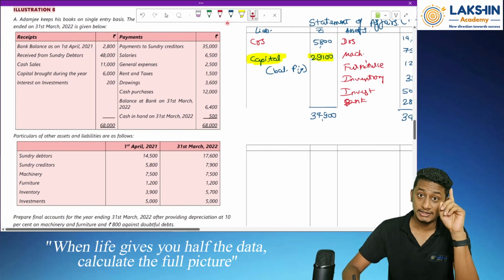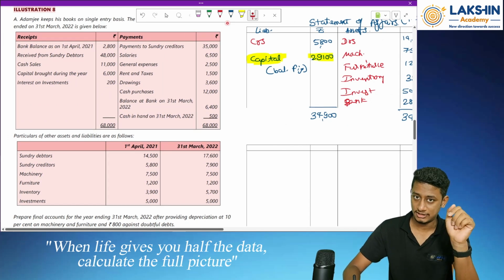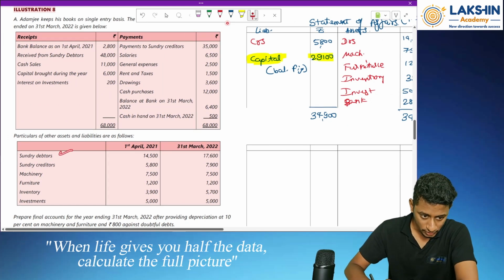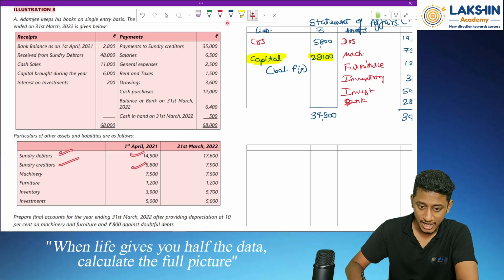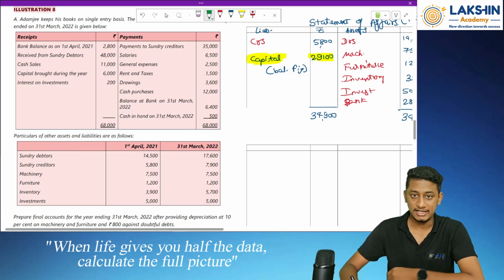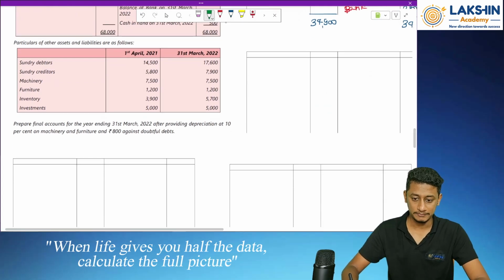Using what? Debtors and creditors accounts. Clear? For debtors and creditors, they have given us the opening balance and the closing balance for both of them. So we will find out the credit sales and credit purchases over here. Let's see how to find it out.